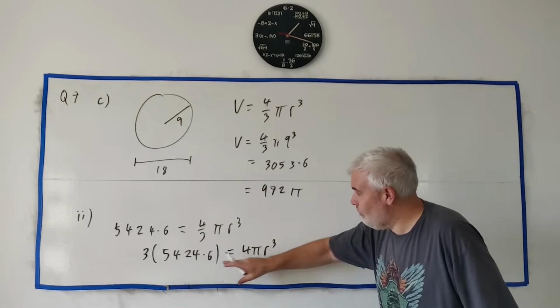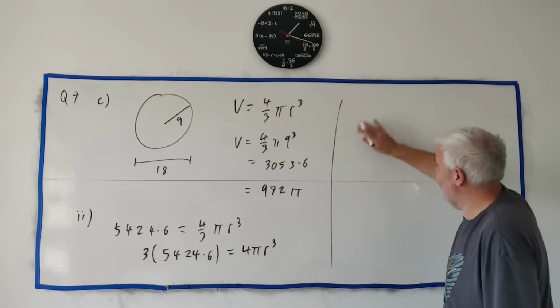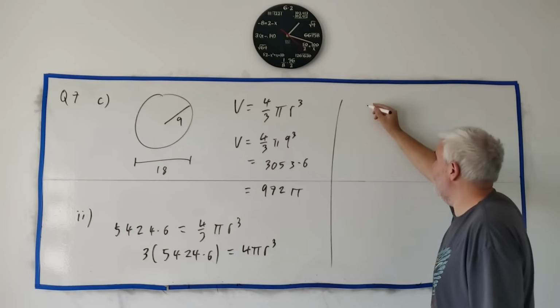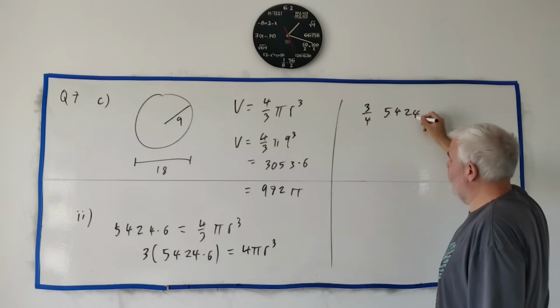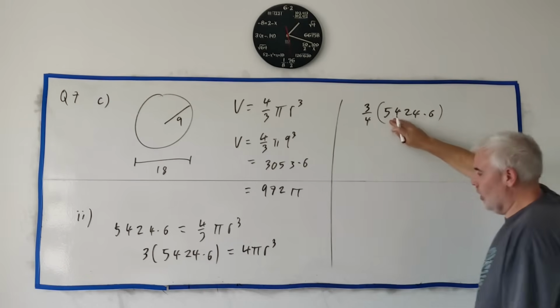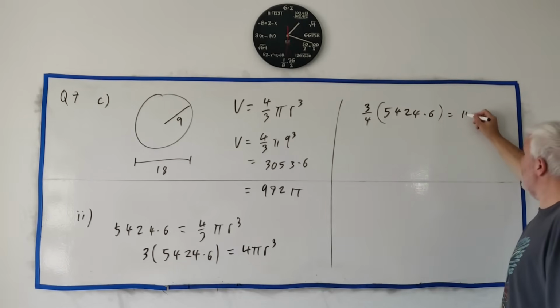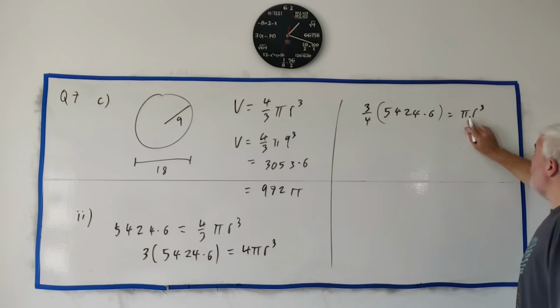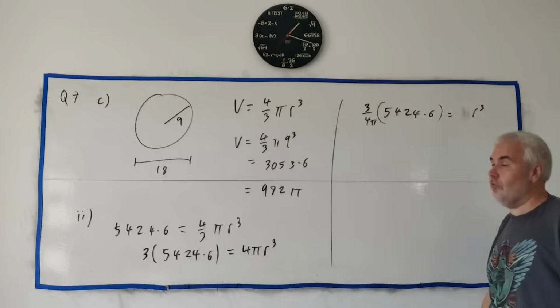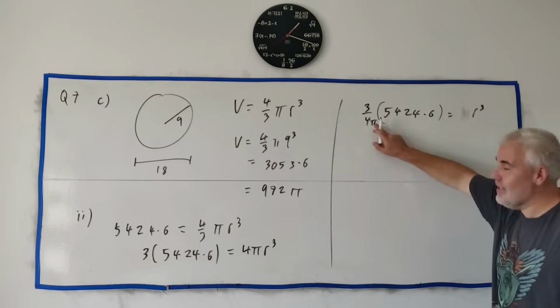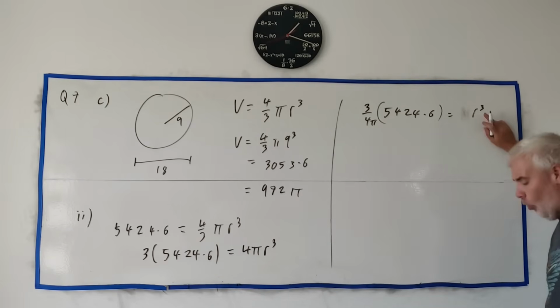Let's see, next thing, let's bring the 4 over. And you can do all this in one go if you want. You can, if you're a little faster. 3 over 4 times 5424.6. I'll just call this 5,000 from now on. Is equal to pi r cubed. And move the pi over. I'll do that in one step. Pi can come over here with the 4. It's multiplying this side, it's now dividing. We're left with r to the power of 3.